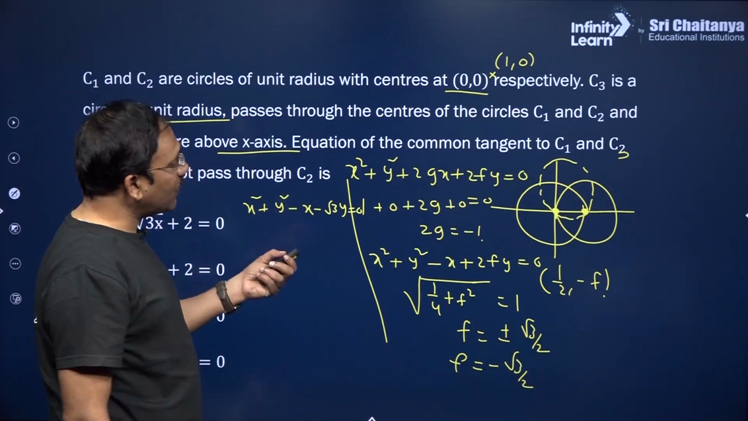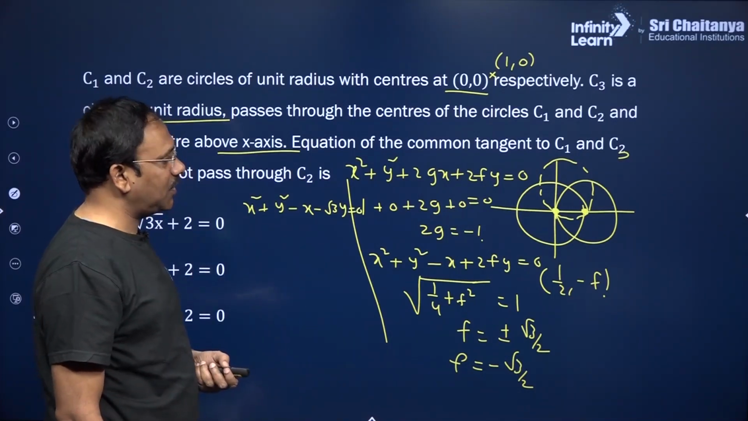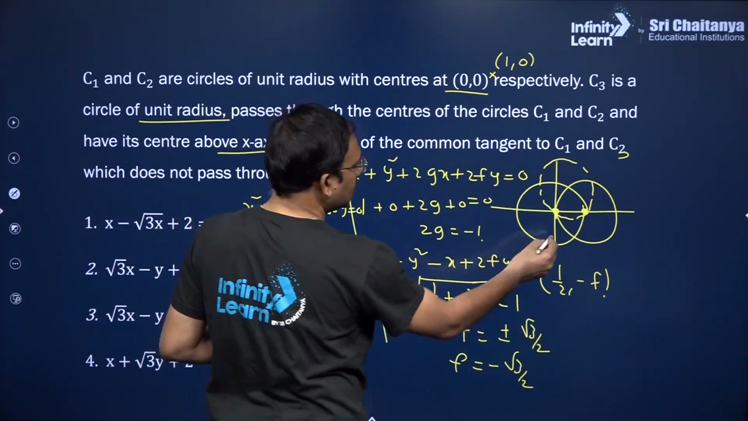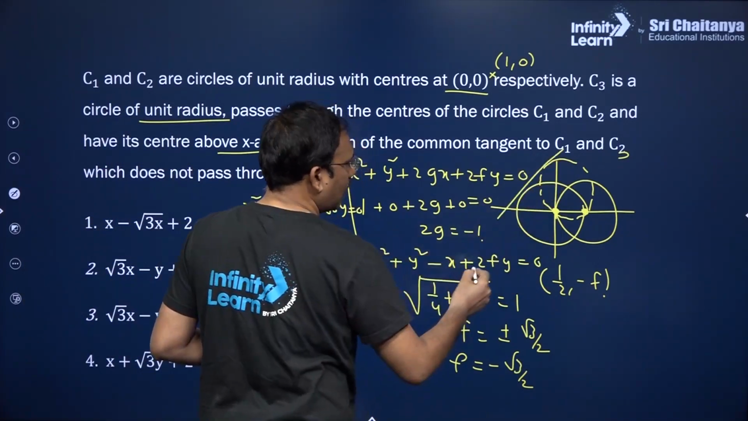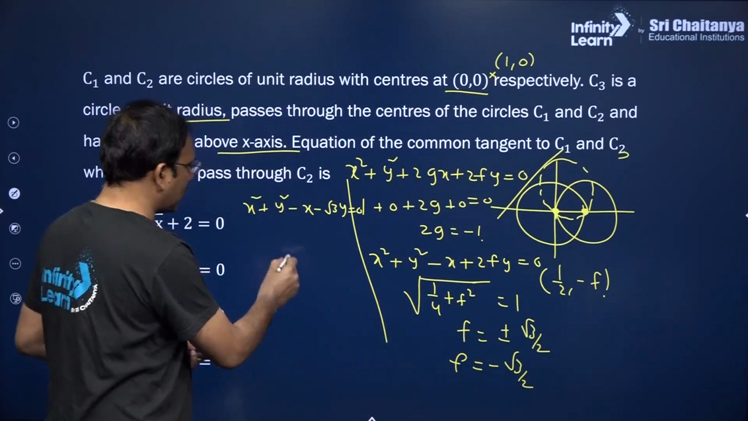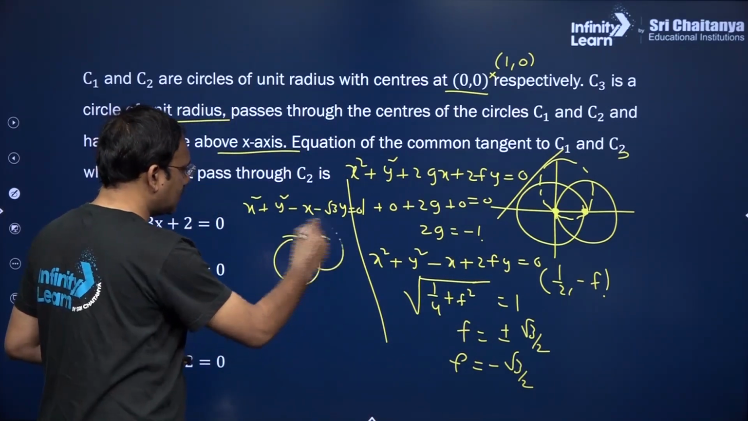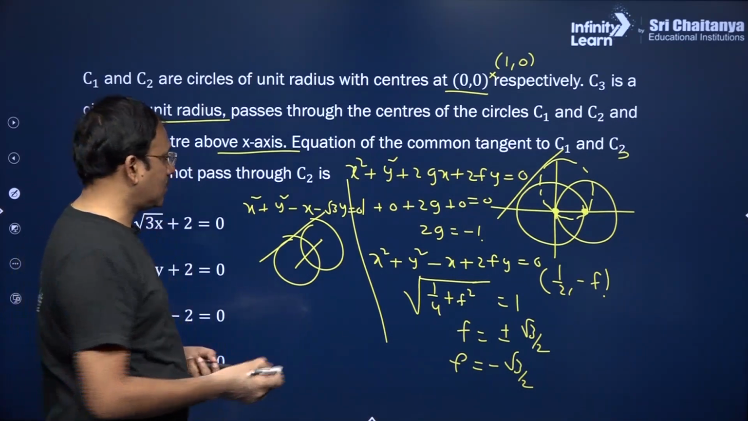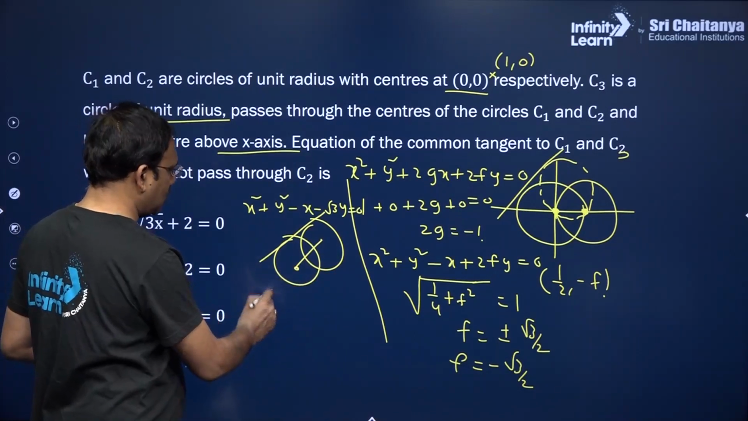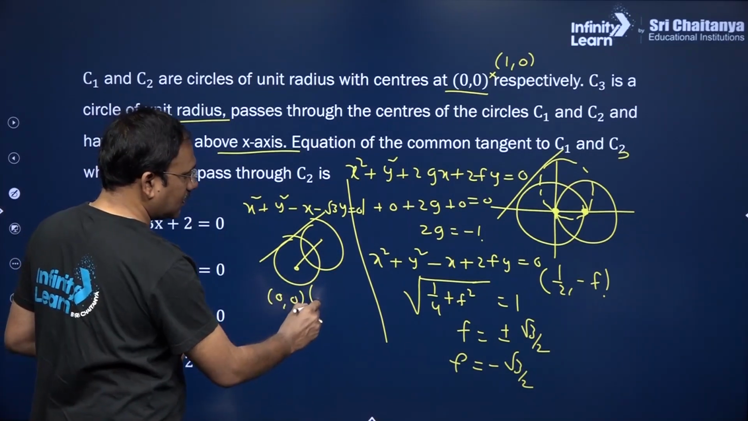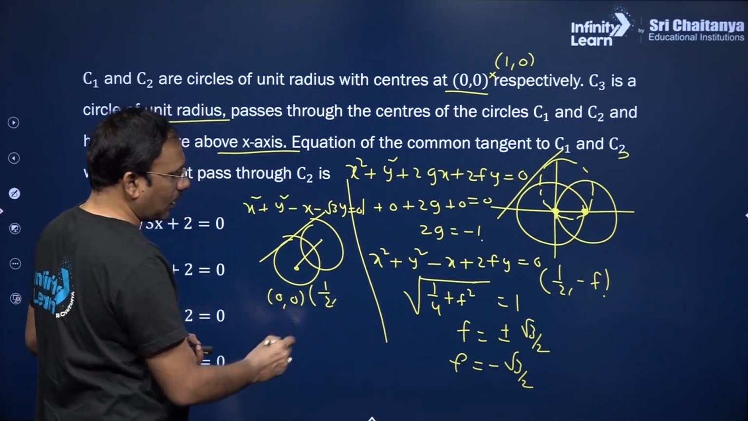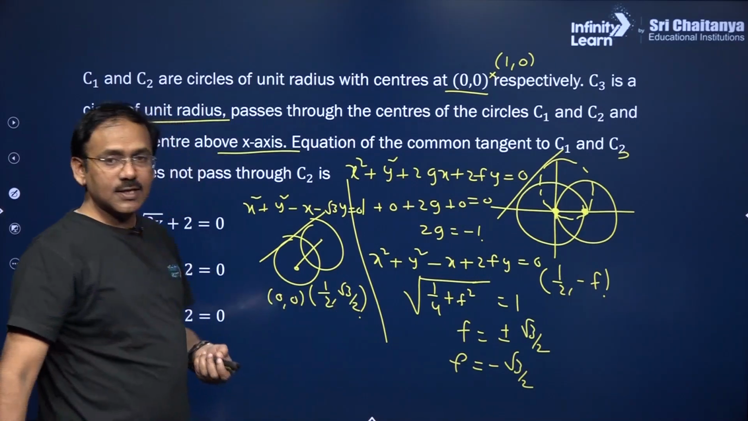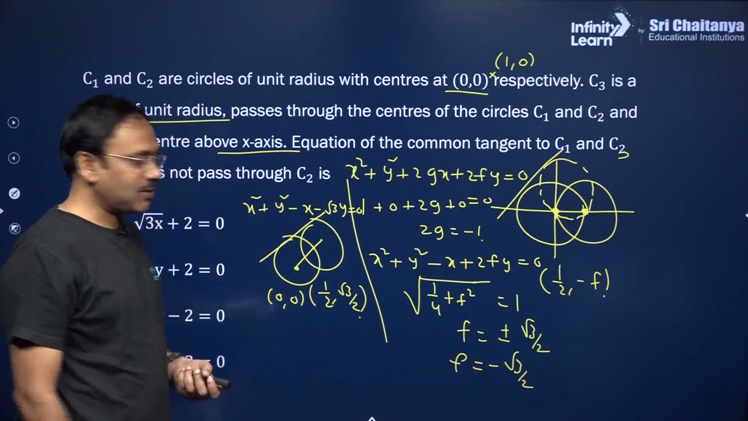Now, the equation of the common tangent to C1 and C3 which does not pass through C2. I need to find this common tangent. These two circles are of equal radius, so the common tangent must be parallel to the line joining the two centers. One circle center is 0, 0, the other circle center is 1 by 2 comma root 3 by 2. So what is the slope of the line passing through these two?